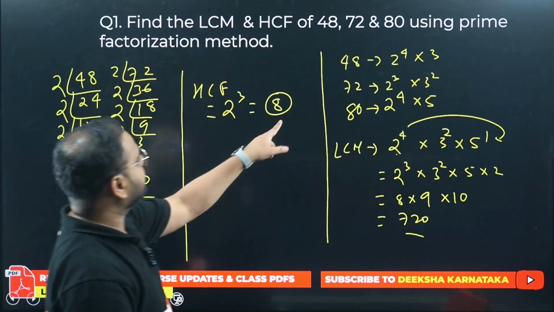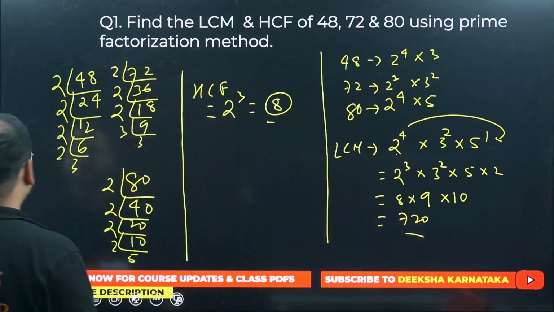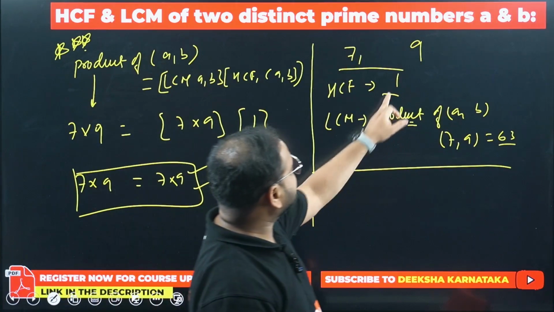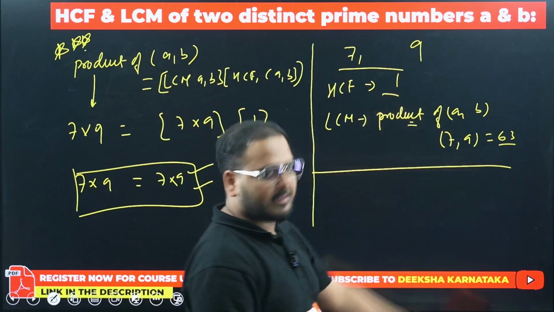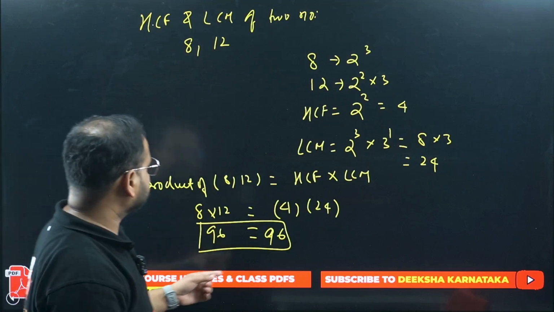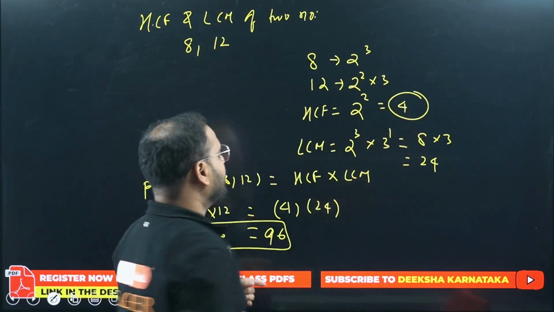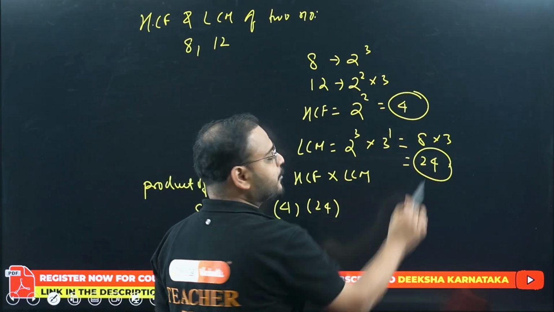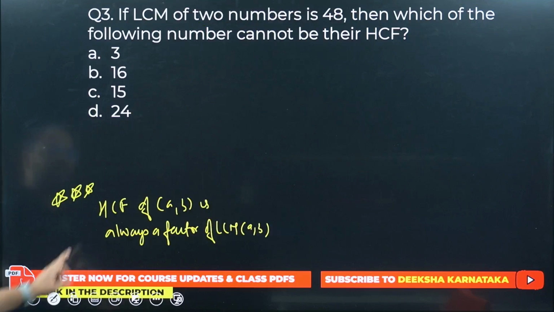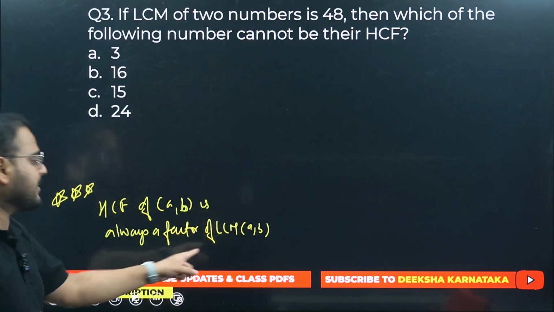Look at here. What is the HCF? 8. Is it a factor of 720? 8 90s are 720. Take the previous question. Over here I've taken HCF. What was my HCF? HCF was 1. Was 1 a factor of 63? Yes, it is. Take the previous example over here. What was the HCF? HCF was 4. What's the LCM? 24. Is 4 a factor of 24? Yes. So if you check all these examples, our statement is true. What is the statement? The HCF of any two numbers A, B is always a factor of the LCM.